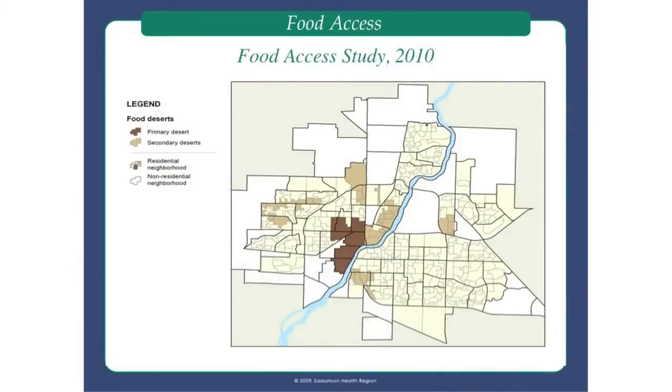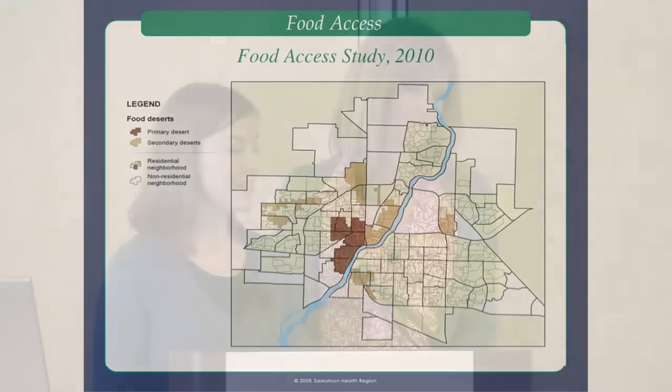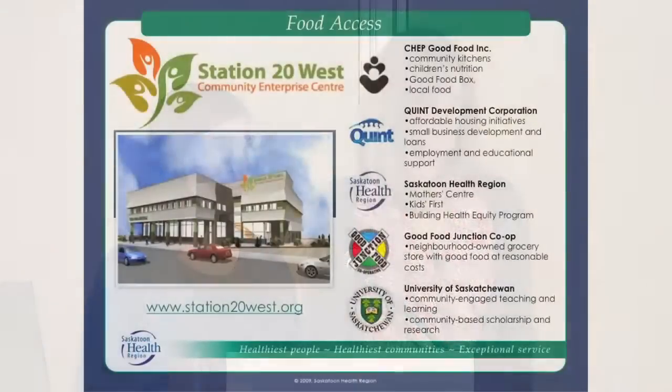Another piece of work that the Public Health Observatory was involved with was mapping food deserts in Saskatoon. A report was published in 2010 which identified a large food desert on the west side of the city where core neighborhoods are. Of course, this was no surprise to residents who were living in the core neighborhoods and community organizations who were working in the core neighborhoods. And in fact, there was a long-standing vision to develop some sort of community neighborhood center, a community enterprise center. And this dream became a reality when the doors of Station 20 West opened in fall of 2012.